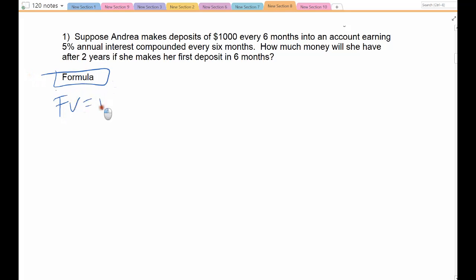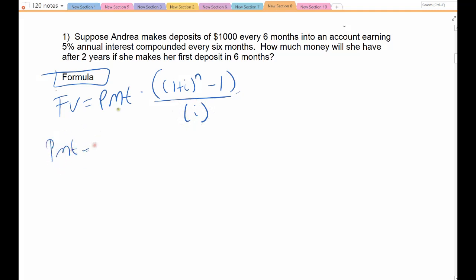So the formula is your regular payments times (1 plus I) raised to the n, minus 1, all over I. I wrote it this way because that's how you have to plug it into the calculator. You have to put parentheses around the top part. Now, you don't necessarily have to put parentheses around the I unless you don't simplify it. Alright, so payments. Well, Andrea makes regular deposits.